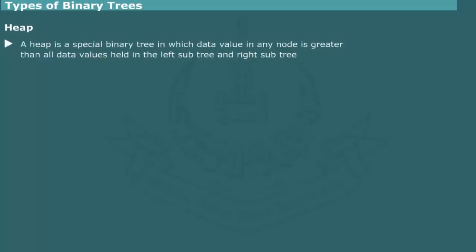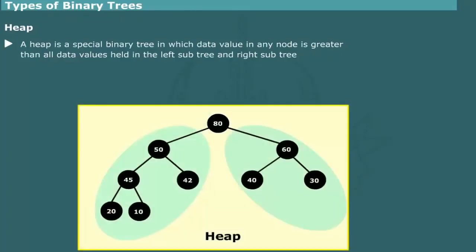expression. Heap. A heap is a special kind of binary tree which is structured such that the data value in each node is greater than the values contained in its left and right subtrees. Figure shows a heap.